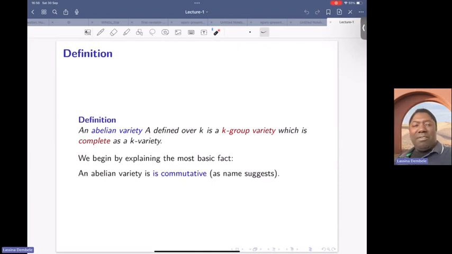So now an abelian variety, given the definition of an algebraic group, would simply be an algebraic group which is complete as a k-variety. And we are going to say that the fact that this is complete has strong implications for our abelian variety A. Among other things, we would see that the fact that this variety is complete forces it to be a commutative group, hence the name abelian variety here.